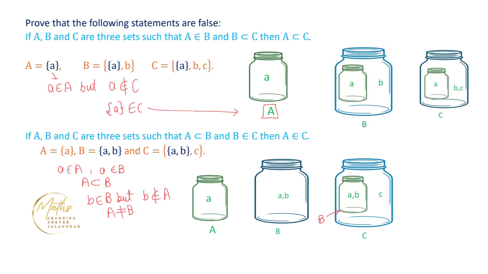So we are saying that this statement is false. We have given this particular example to show that this statement does not hold for all A, B and C.